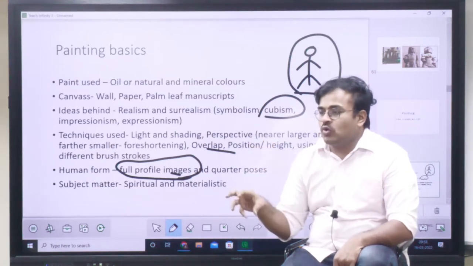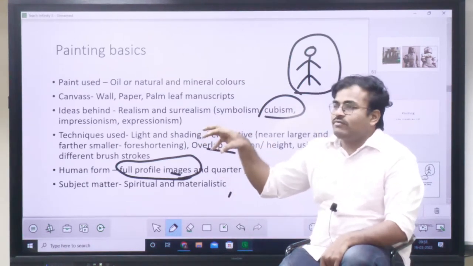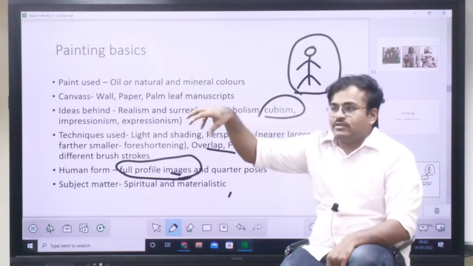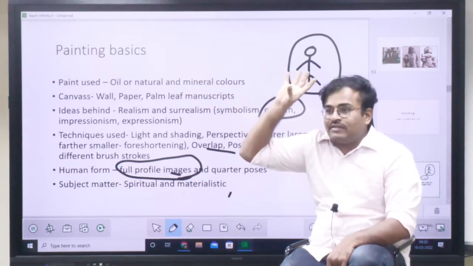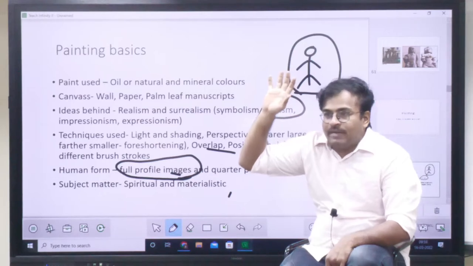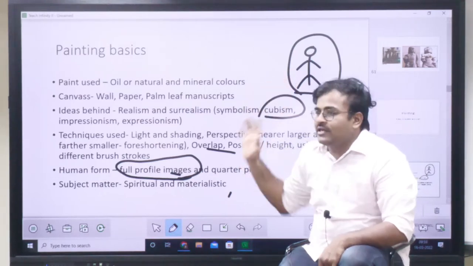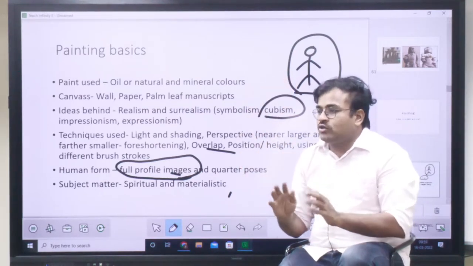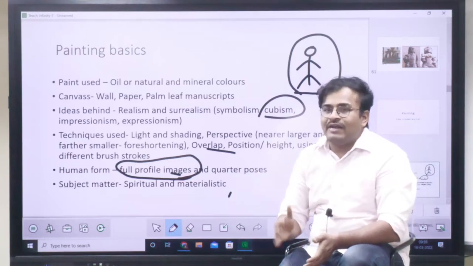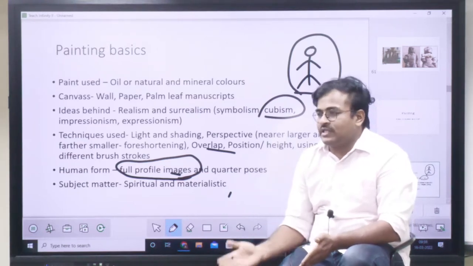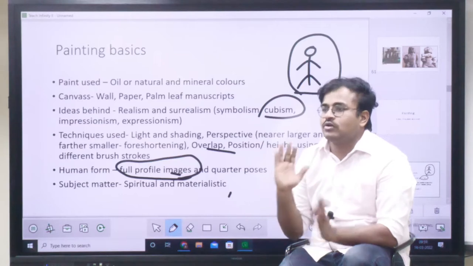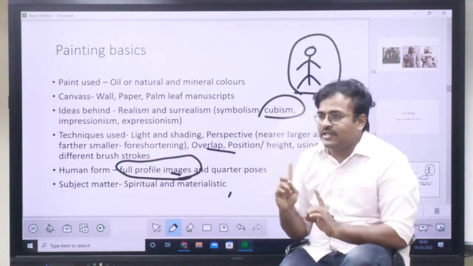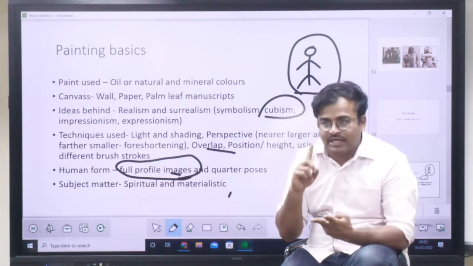Sometimes they also showed animals with body parts from various animals, just like Yali. In Indus Valley civilization also, I told you that fantastic animals are depicted on seals. Similarly, here too, in paintings, they started showing fantastic animals. Whenever an image is broken down into its subparts and reintegrated, it is known as cubism, and cubism is present here because of the fantastic animals.